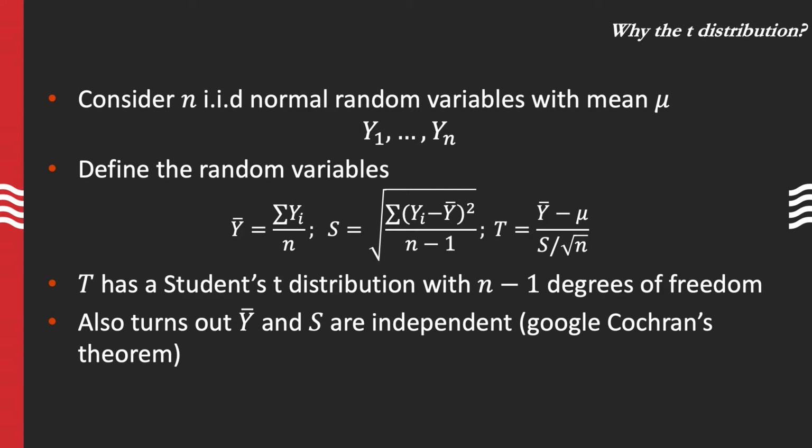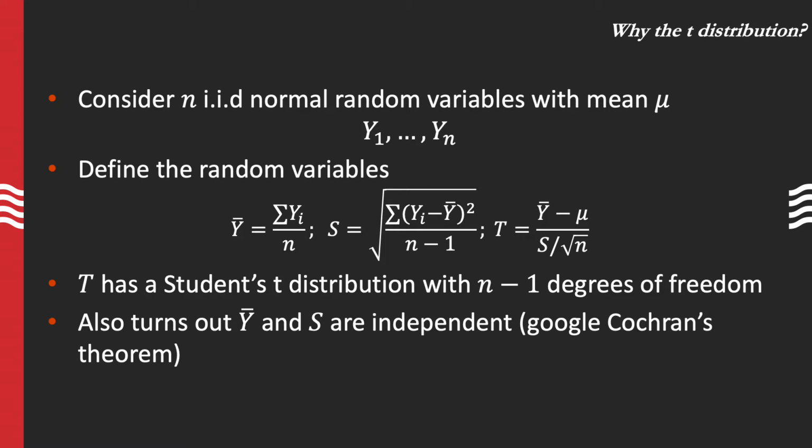Let's define the random variables y bar, which is just the sample mean, so the sum of the y's divided by n, s, which is the sample standard deviation defined in the normal way, and then we're going to define this thing called capital T, which is the t-statistic. And we're going to define that as the sample mean minus the true population mean divided by the sample standard deviation divided by root n. It turns out that capital T has a student's t-distribution with n minus 1 degrees of freedom.